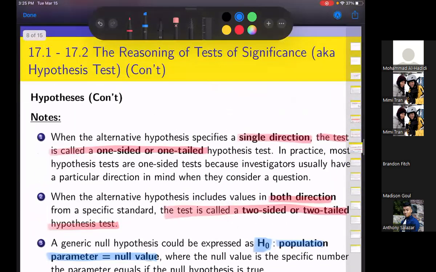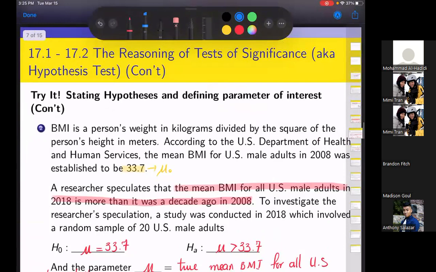Now, when we talk about hypothesis, we always assume that H naught is true. And what you try to show is that HA is true, right? You try to overwhelm H naught, reject it, and then favor HA.